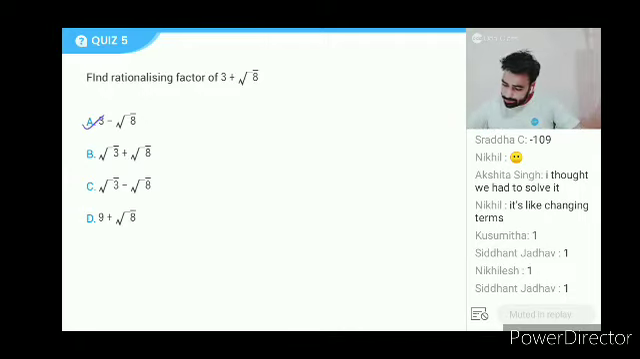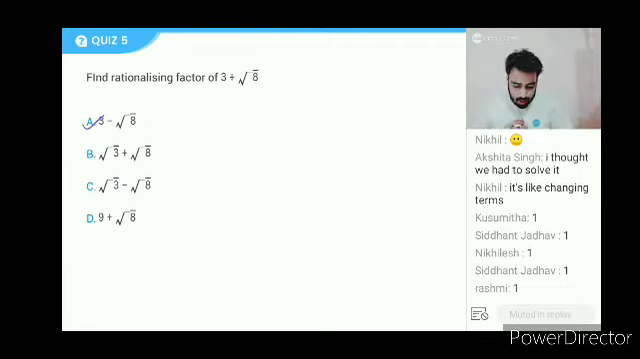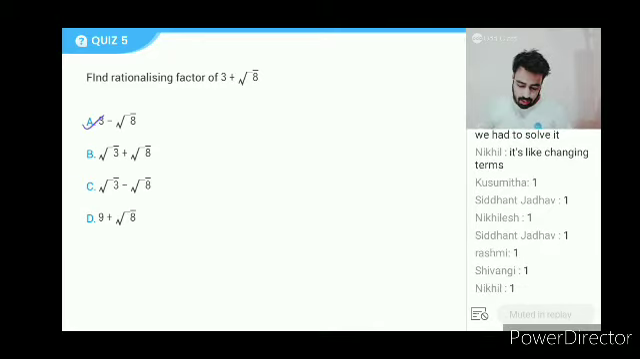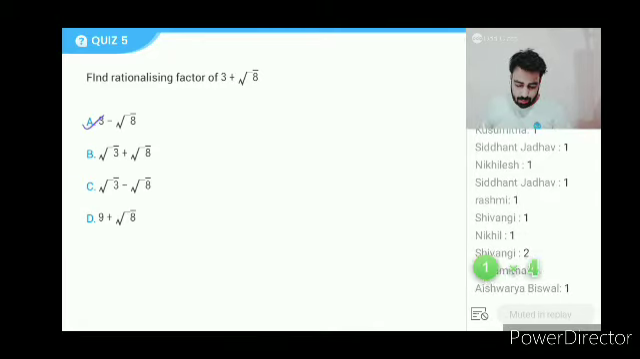Clear this part? I hope that everyone is able to understand. Rationalizing factor is clear to everyone. If it is clear, you can take it.